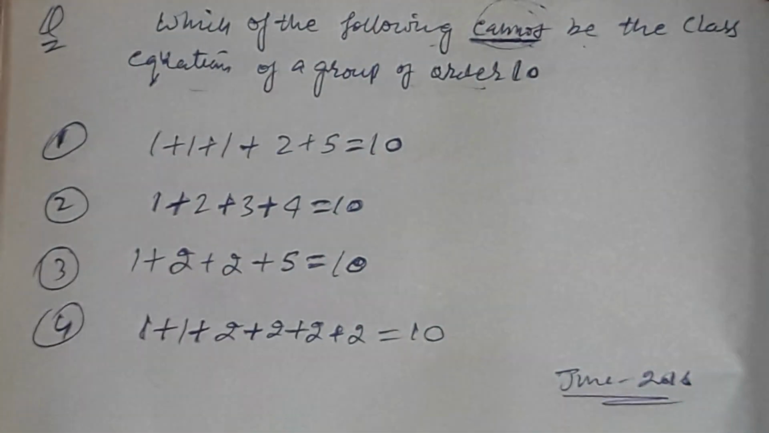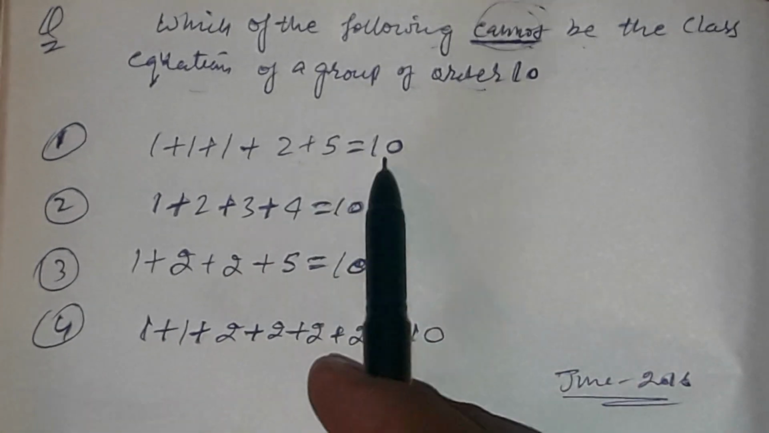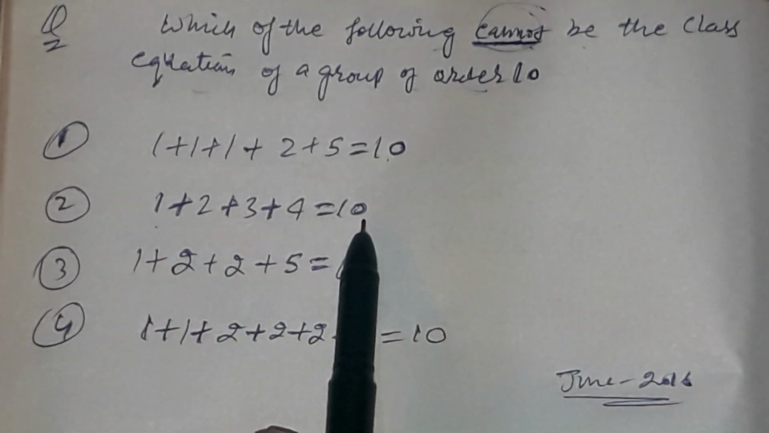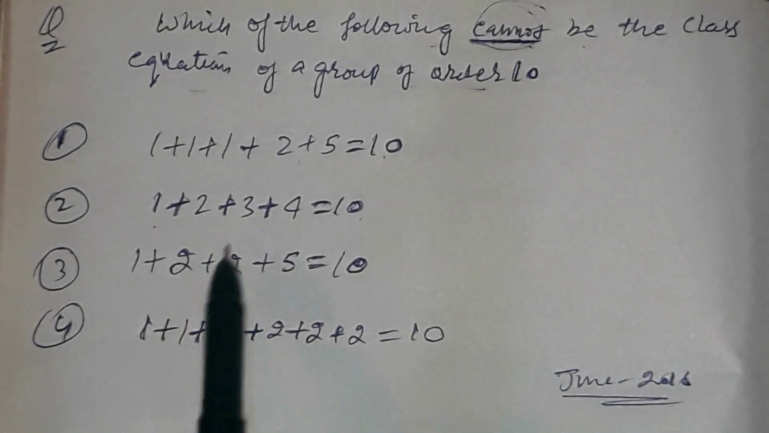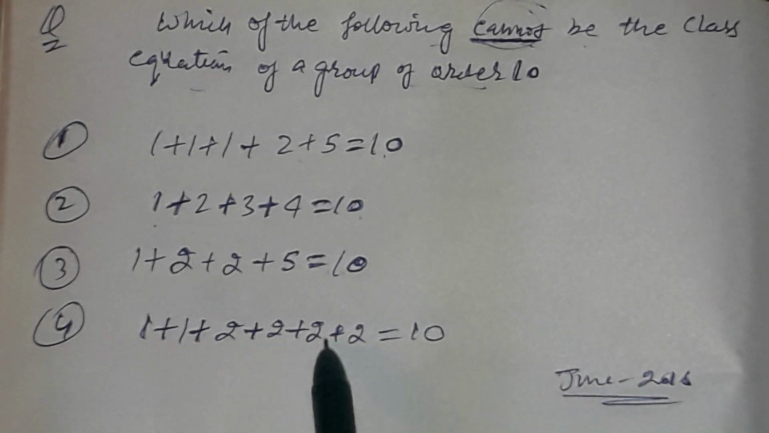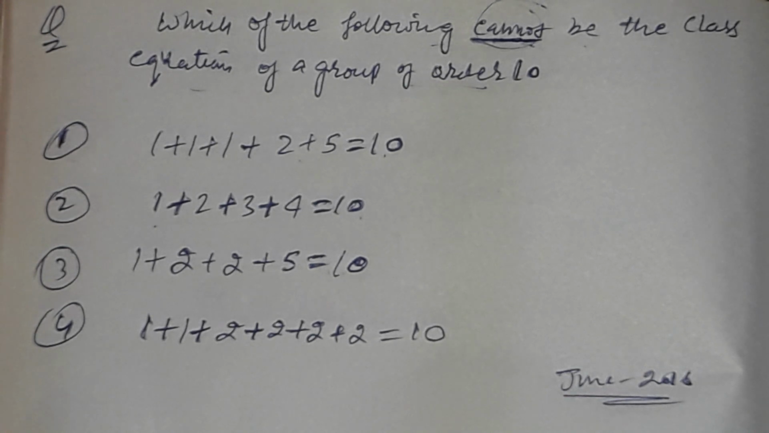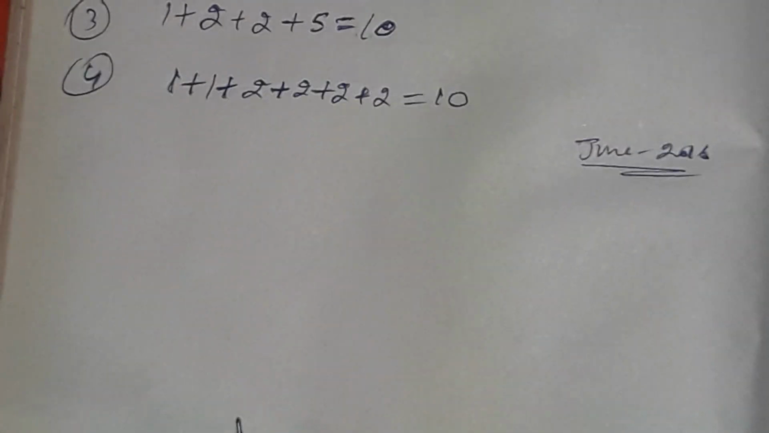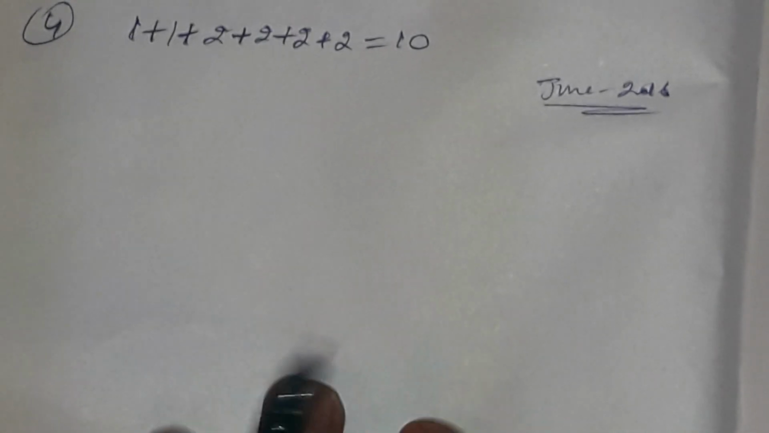Now there are four options. Is this a class equation of a group of order 10? Is this a class equation of a group of order 10? Or is this a class equation of a group of order 10? Before doing the problem, let me inform you about the class equation, conjugate classes, and conjugate elements.